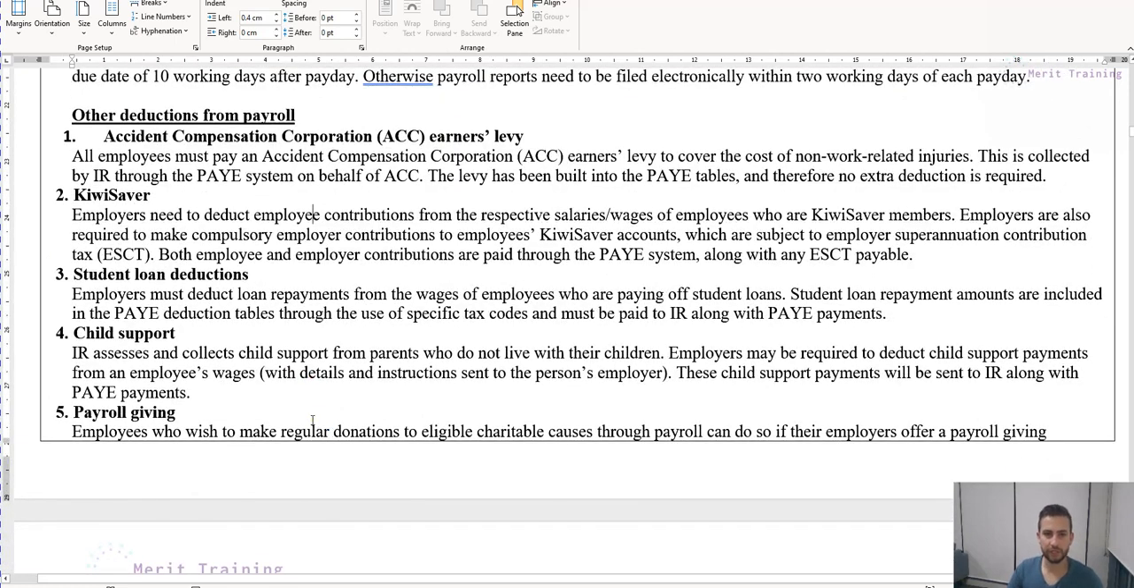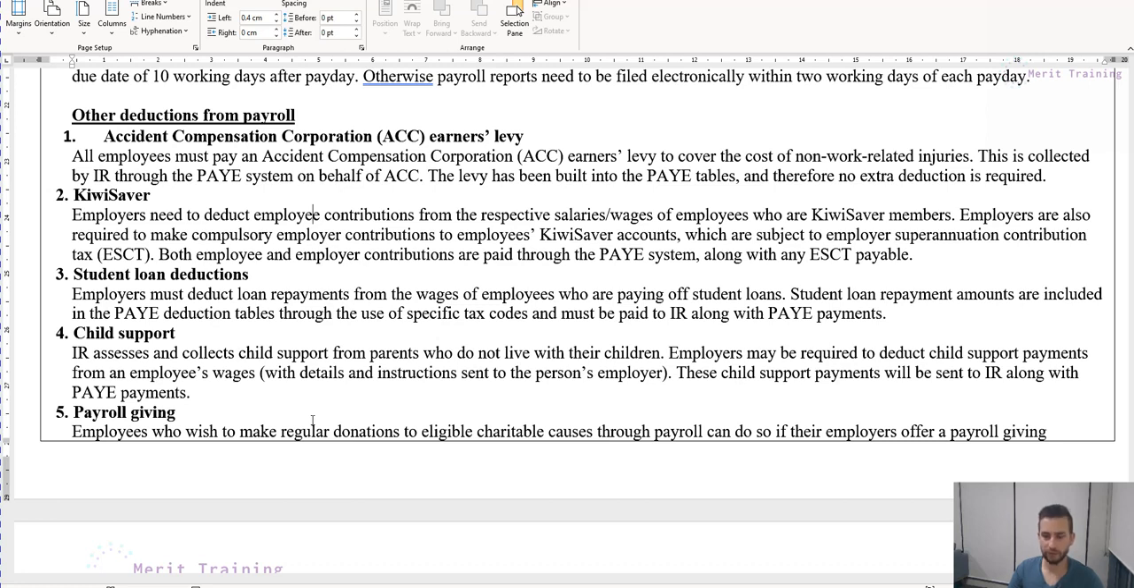So the next deduction is employee contributions to their superannuation. Now in New Zealand, that superannuation is called KiwiSaver. So employees do need to deduct employee contributions from the respective wages or salaries who are KiwiSaver members. It's not compulsory. In fact, members of their super fund can actually contribute a higher amount, so they can actually choose the amount they're going to be contributing. So employers are also required to make compulsory employer contributions to employees' KiwiSaver accounts.